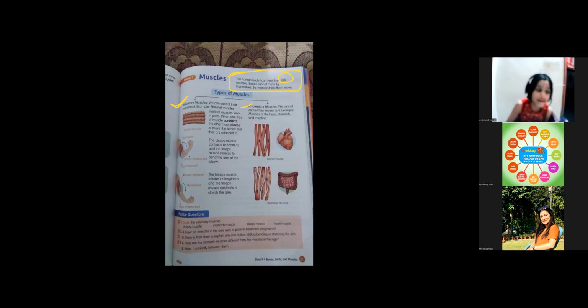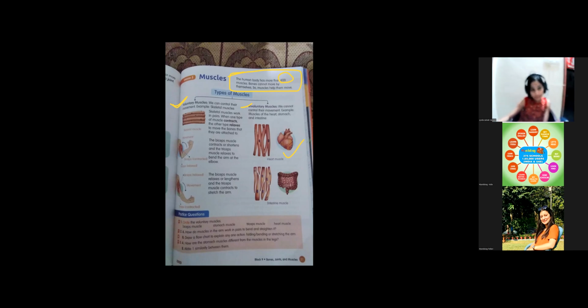So the internal organs, for example the heart, then the stomach, then the intestines, large intestine and small intestine, all these internal organs are not under our control. We cannot stop our heart from beating, or judge its pace or anything. So it comes under which type of muscles? Involuntary muscles.